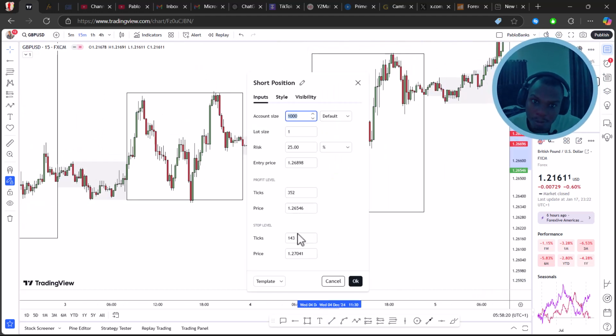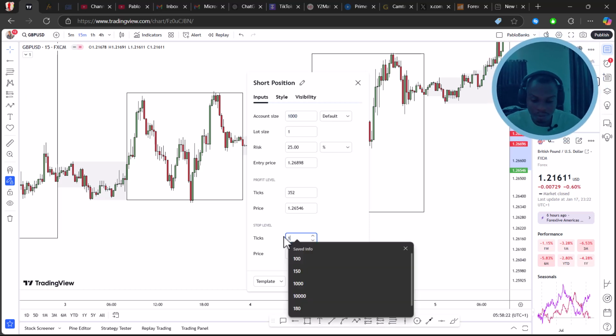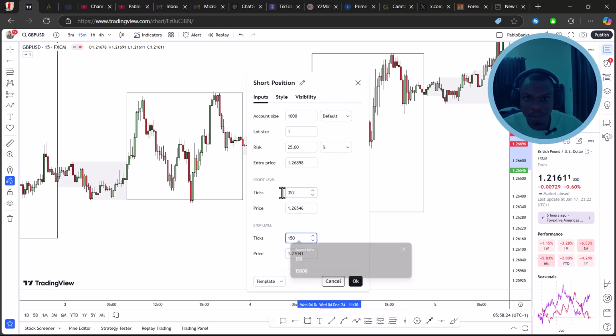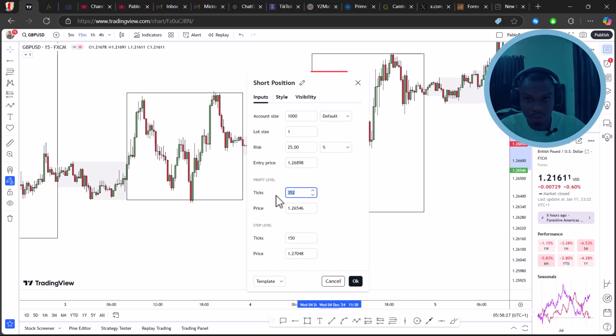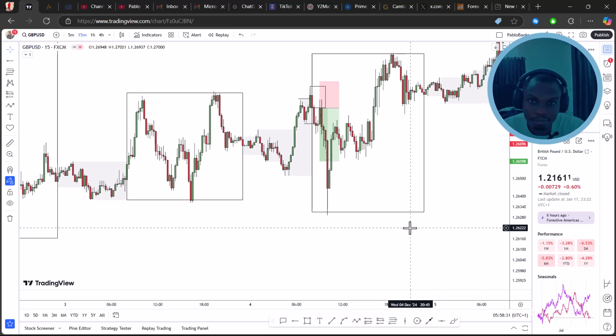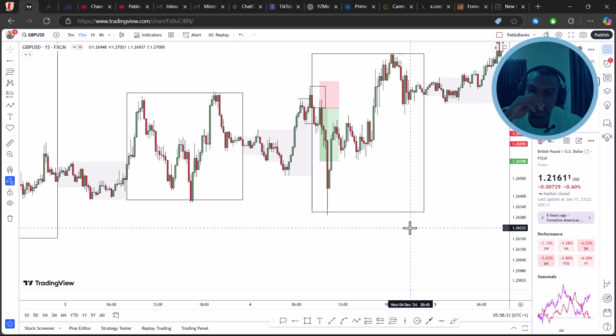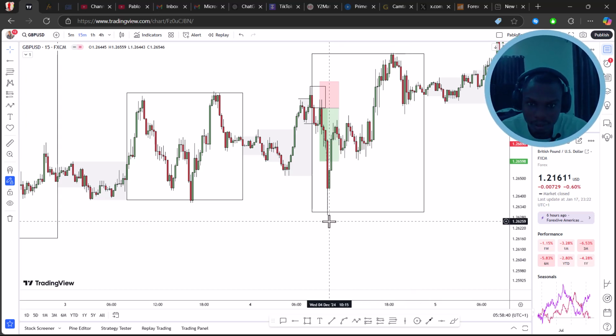I will use 50 pips of loss here and 150 pips take profit, 300. Boom. I'm out. I remember taking this trade. Yeah, I don't have the screenshot again. I took this trade. I remember vividly.